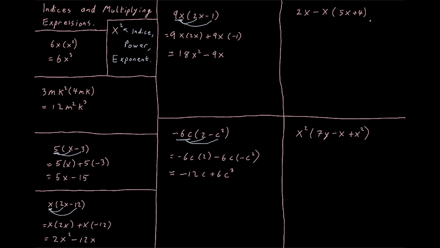Now I have a sum here, and I have 2x minus x times 5x plus 4. And this looks a little bit like I could do some simplification. I have 2x minus x. But I can't do that. These aren't like terms, because this 2x means I just have 2 x's.